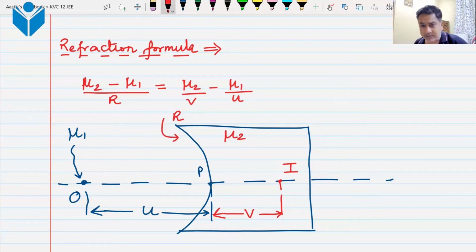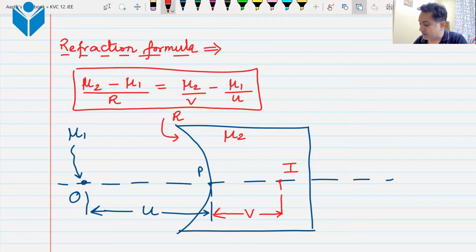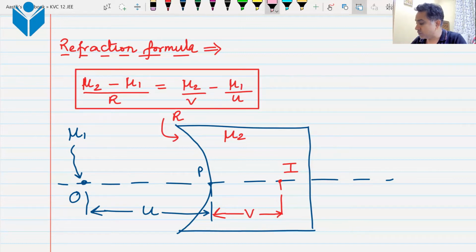Mu2 is the second medium, the refracted medium. Mu1 is the first medium from which the light is coming, the incident medium. U is the distance of the object from the pole P of the mirror. V is the distance of the image from the pole P of the mirror. O is the object. I is the image. And this formula has to be used with what? Whatever formula we understand, it has to be used with proper sign convention.